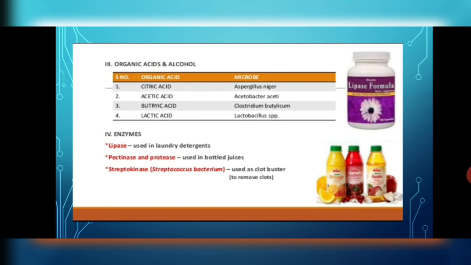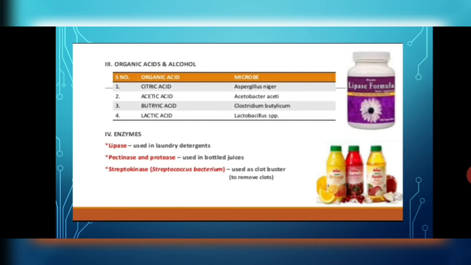There are a few enzymes like lipase. Lipase is a lipid digesting enzyme which is used in laundry detergents and in the detergents which are used to wash our utensils, etc. Then there are pectinase and proteases which are used for clarifying bottled juices.